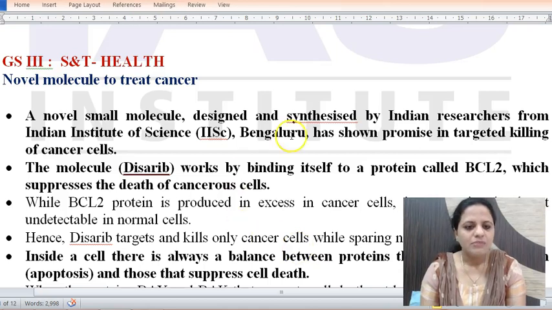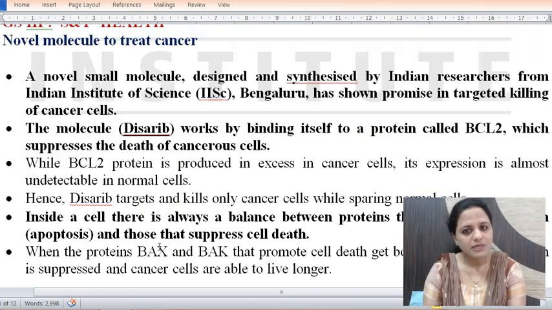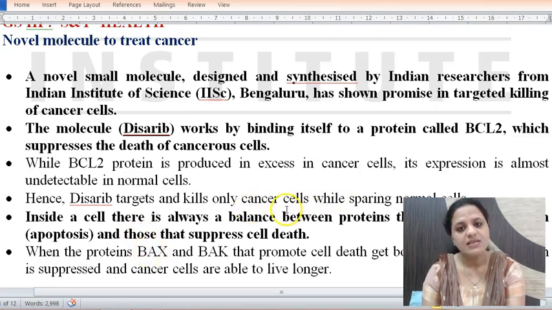Next is a novel molecule to treat cancer. This is a molecule which has been designed and synthesized by Indian researchers from IISc Bangalore, and this molecule is called Disarib. This has been found after years of research. This Disarib molecule can bind itself to a protein called BCL2. What is this protein? This protein is produced in excess in cancer cells. When BCL2 protein is produced in excess, it provides the cancer cells longevity.